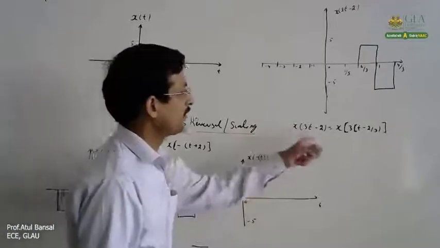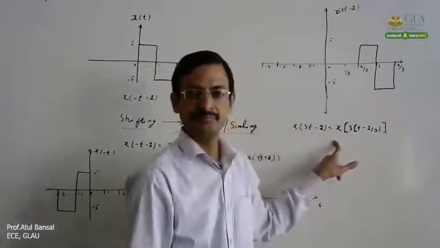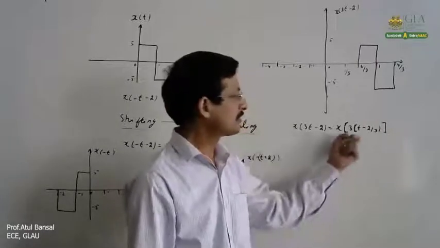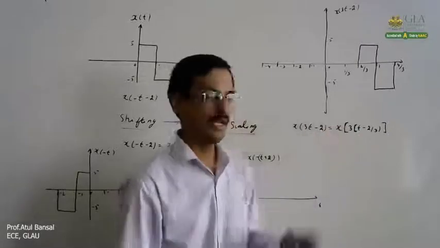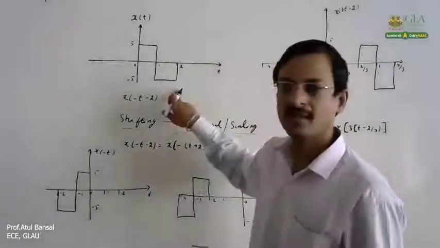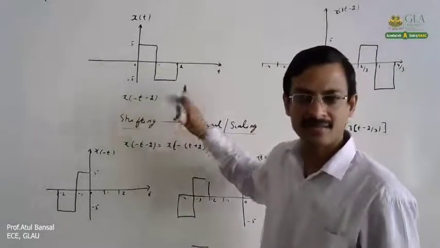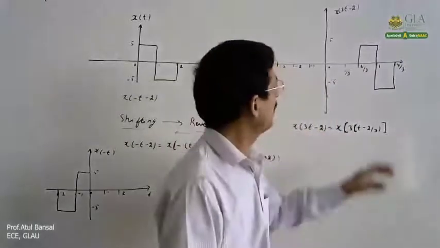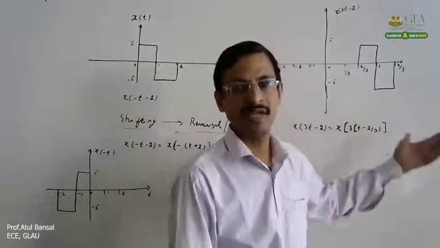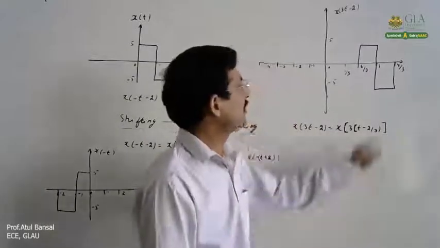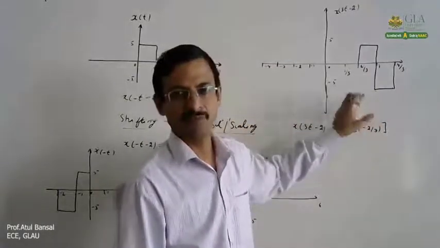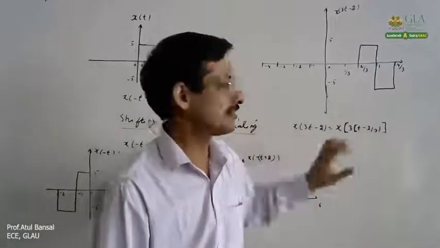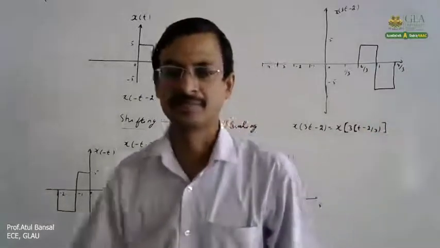Same case is this. You can also try out this part: first you do x of 3t from this signal, the signal will get compressed, and then the shifting will happen by 2 by 3 on the right-hand side. You sketch that, and you will get the same signal. So this part you try out yourself and you will see how this combination takes place.